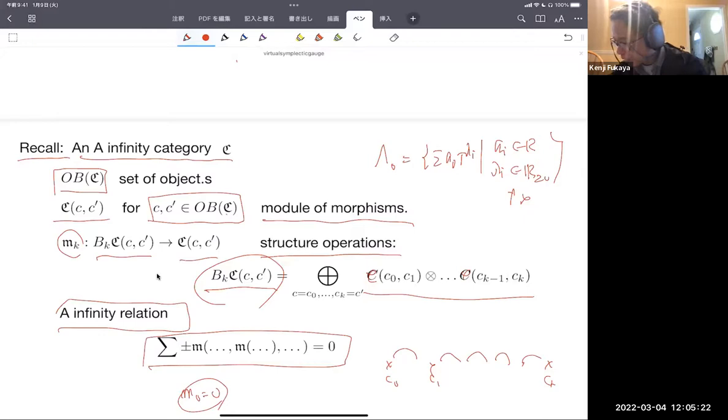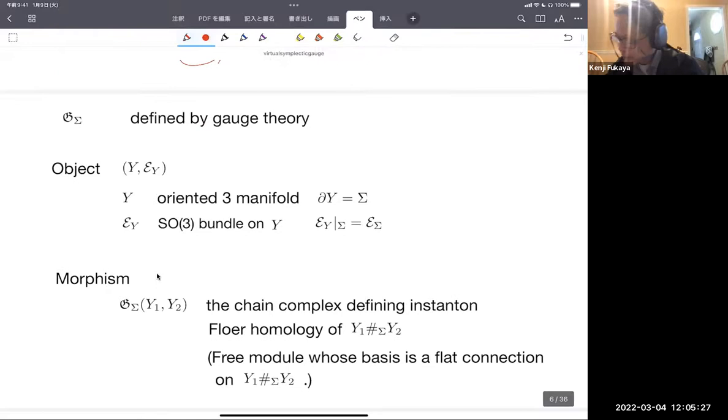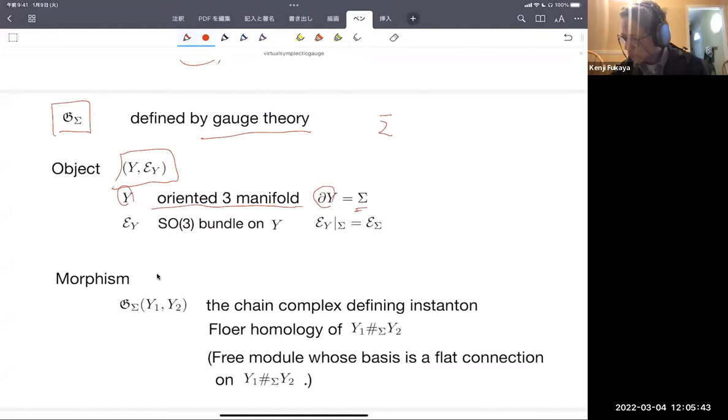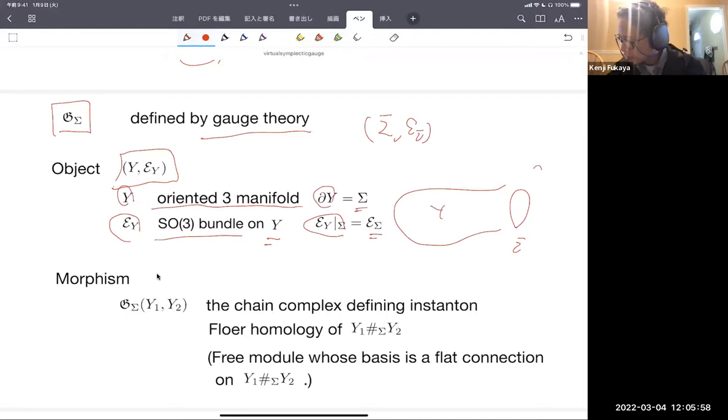So first, let me define this A-infinity category based on gauge theory for a given sigma. Its object is just a pair (Y, E_Y), where Y is an oriented three-manifold whose boundary is identified with sigma, and E_Y is an SO(3) bundle on Y. I assume that its restriction to sigma is E of sigma. So sigma is here, you have a Y, and E_sigma is extended to E_Y. Because w_2 of E_sigma is the fundamental class, such a thing is empty if sigma is connected. So we consider the case when sigma has typically two connected components or more, an even number of connected components.